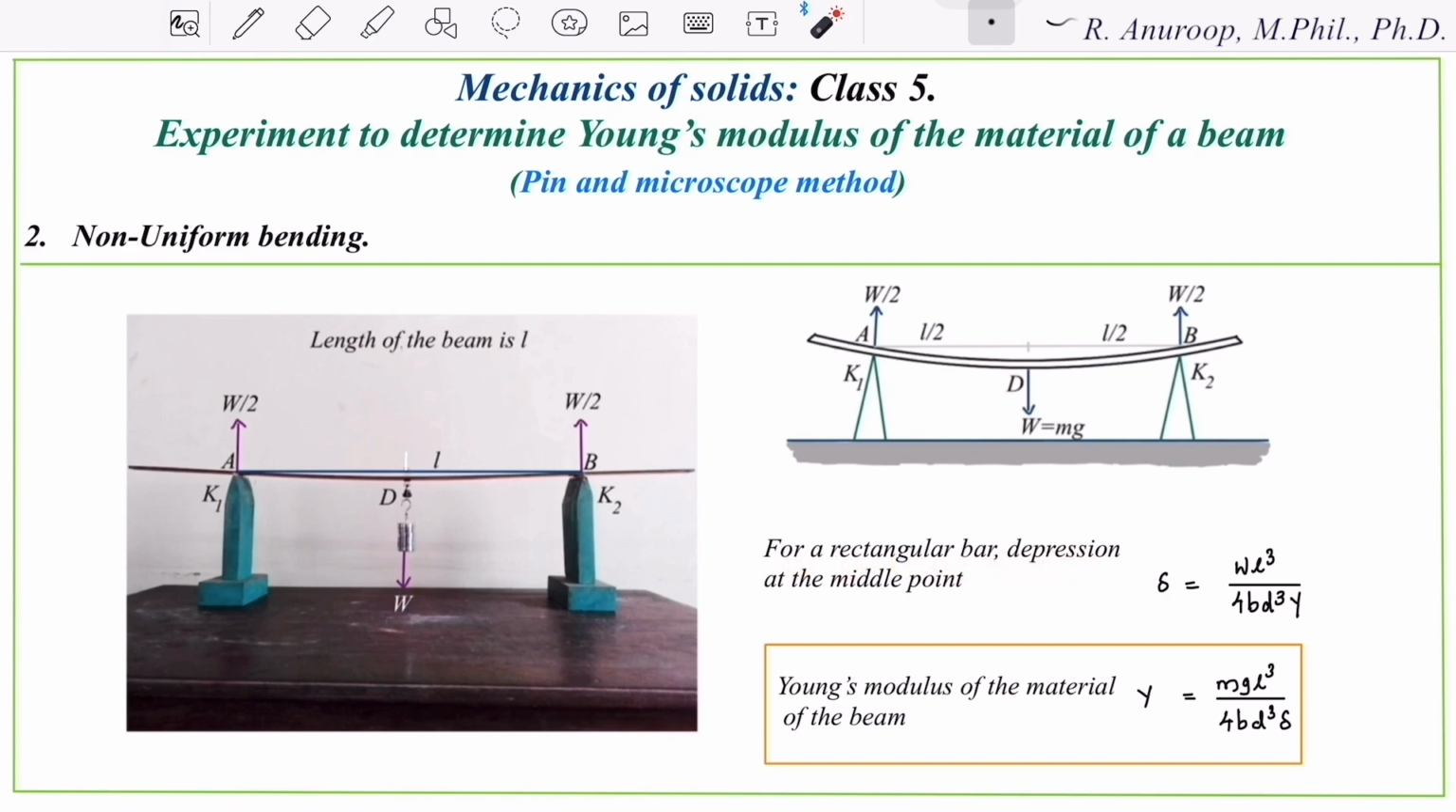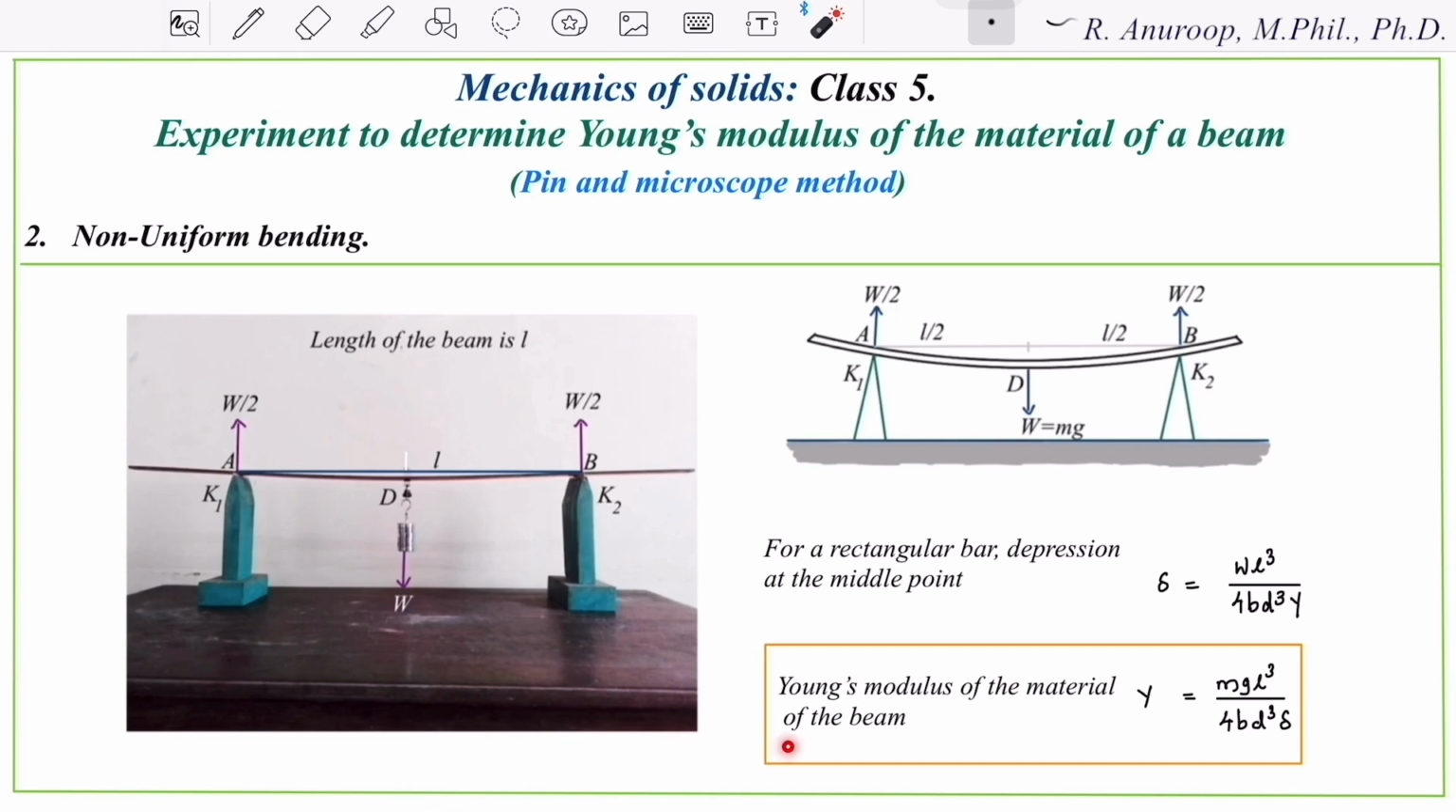And we have seen that for a rectangular bar, the depression at the middle point is given by WL cube divided by 4BD cube Y, where B is the breadth of the beam, D is the thickness of the beam, W is equal to mg, and L is the length of the beam.